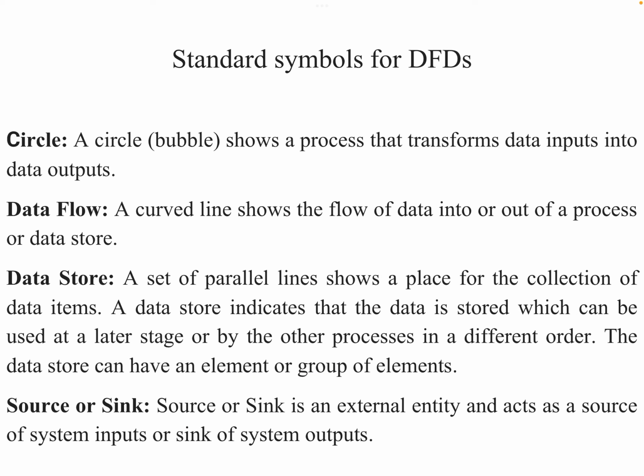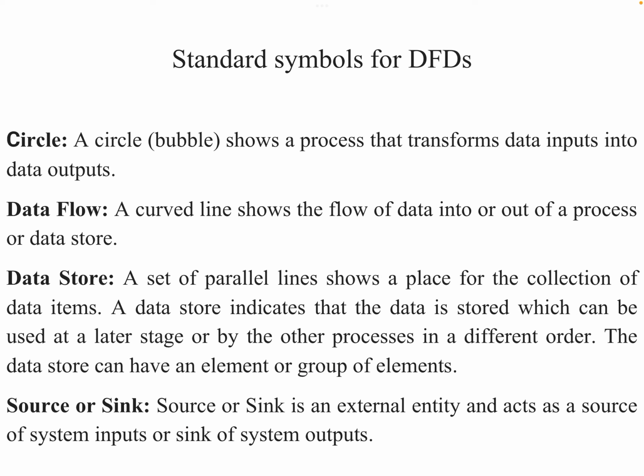A circle shows a process that transforms data inputs into data outputs. Data flow: a curved line shows the flow of data into or out of the process or data store. Data store: a set of parallel lines showing a place for collection of data items.